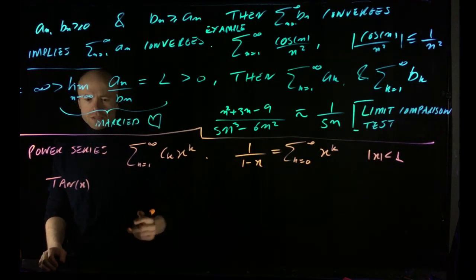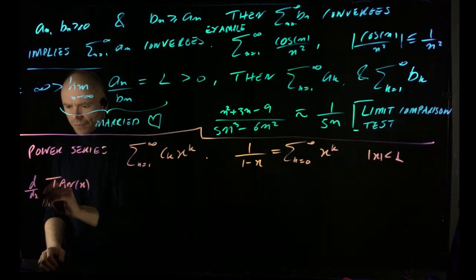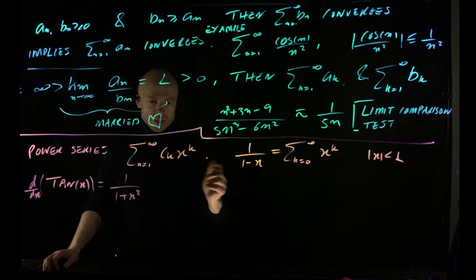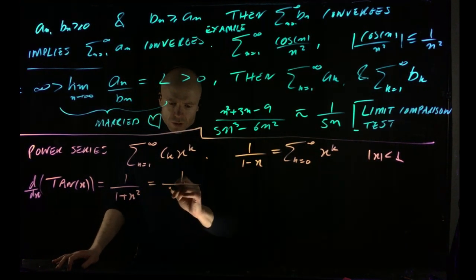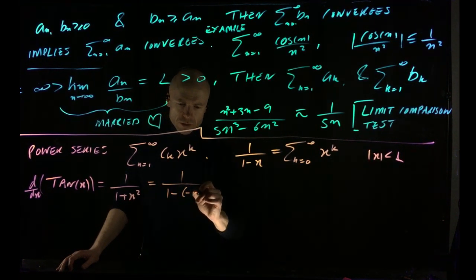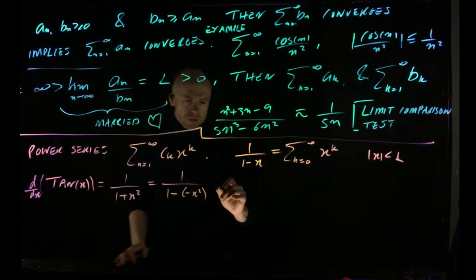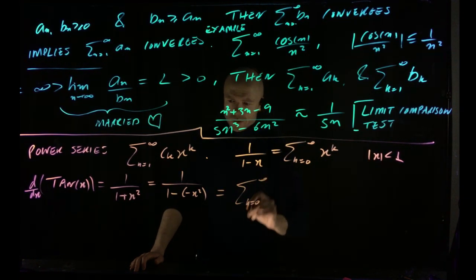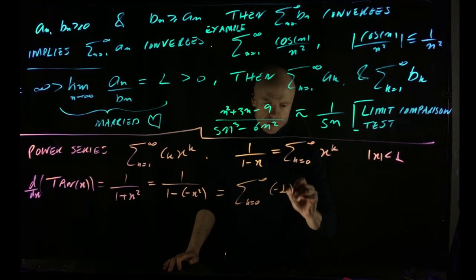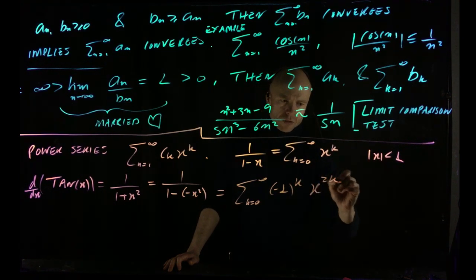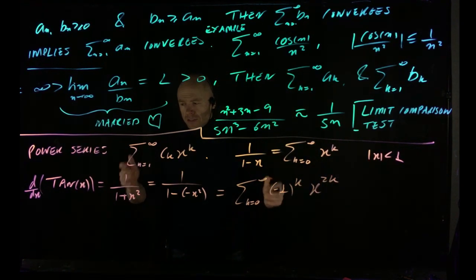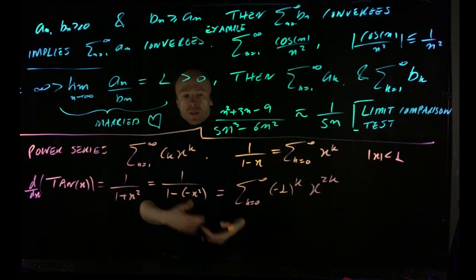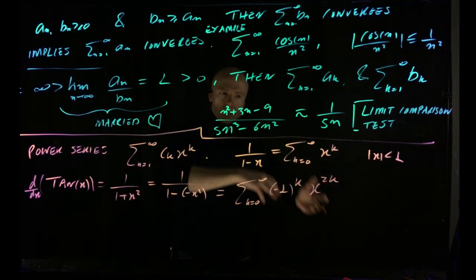Tan of x doesn't look of this form, but if we differentiate it, then we get 1 over 1 plus x squared, and that does look of this form because it's written like this, 1 over 1 minus minus x squared. And then we can use this expression here, so then we have the sum from k equals 0 to infinity of minus 1 to the k, x to the 2k. Okay, but that's just the power series representation of the derivative, but we can integrate this because we can integrate power series just like polynomials.